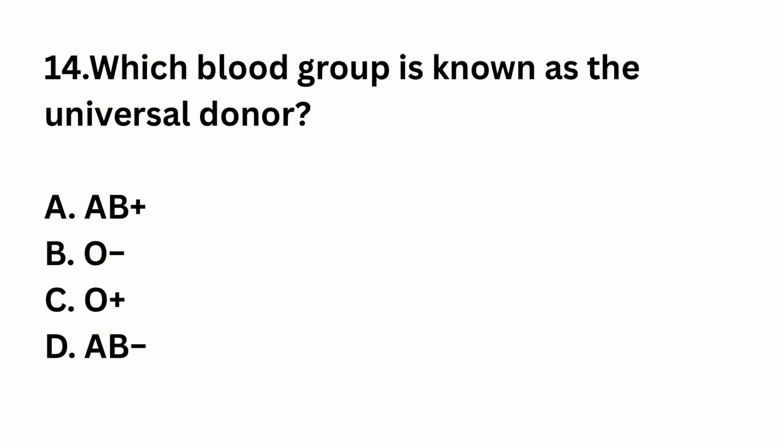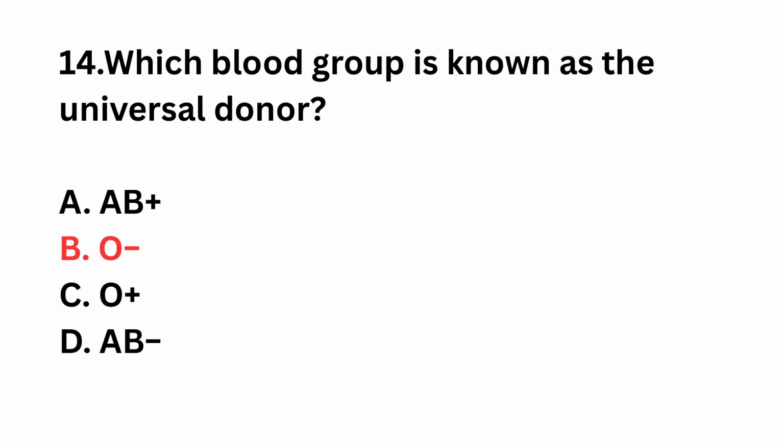Question number 14. Which blood group is known as the universal donor? AB positive, O negative, O positive, AB negative. The right answer is option B, O negative. O negative blood lacks A, B and Rh antigens.